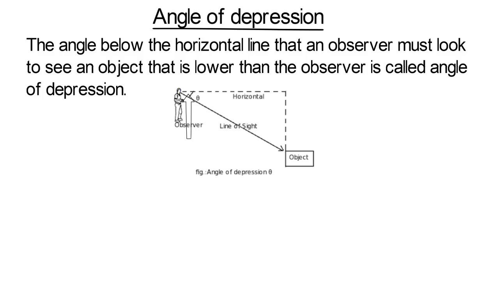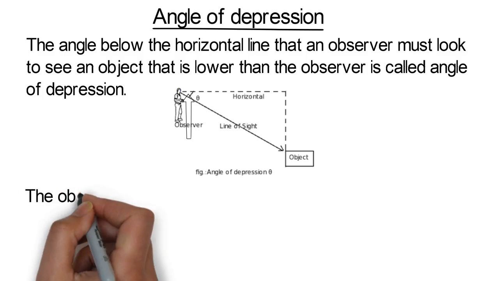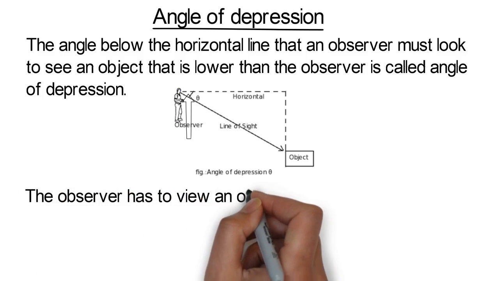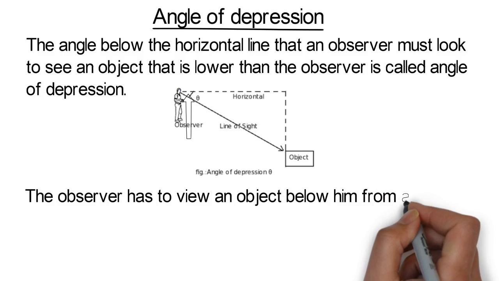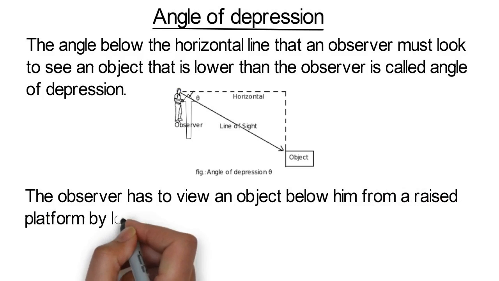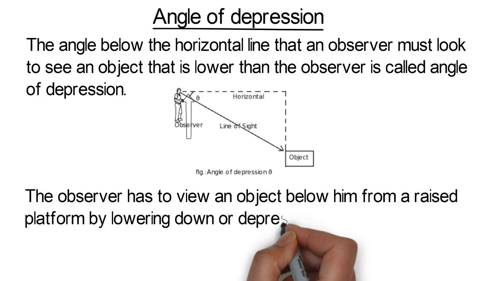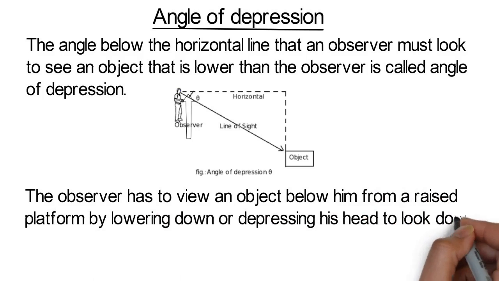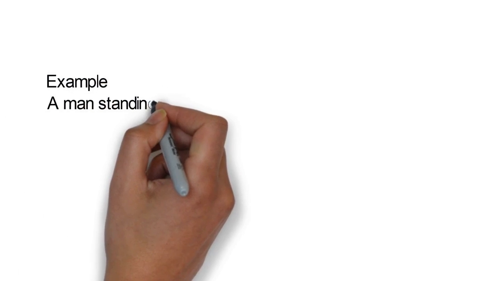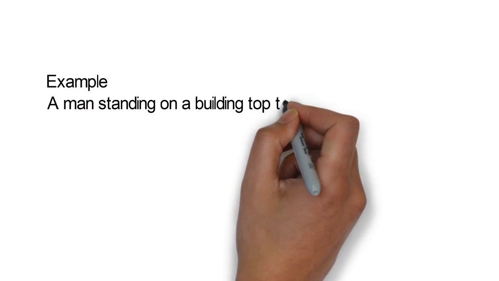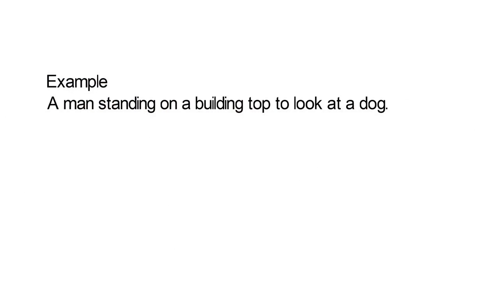So the angle there, the arrow is pointing to, is called the angle of depression. So the observer has to view an object below him from a raised platform by lowering or depressing his head to look down. Can you see? So the arrow is pointing to the angle of depression. An example of that is a man standing on a building top to look at a dog.